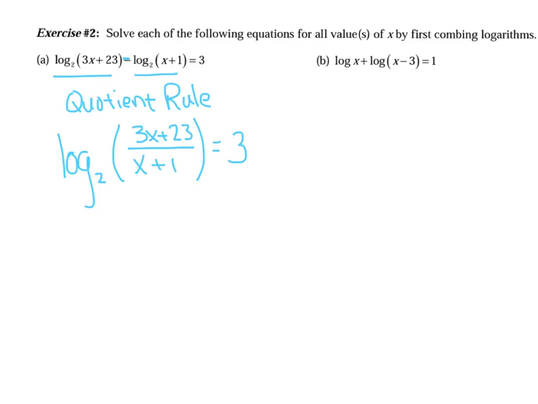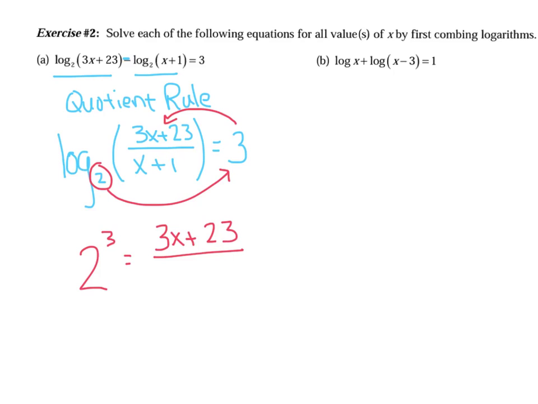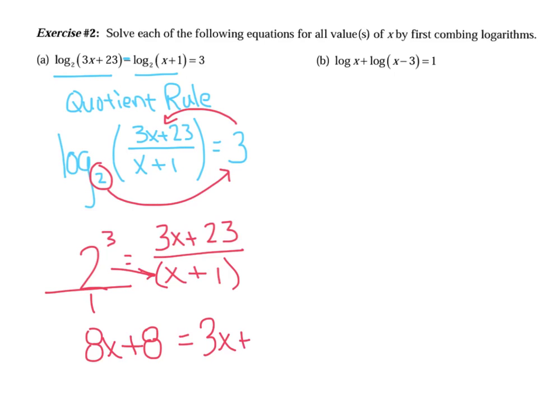Now that we've combined them, it's basically just like the first three examples where we're going to go around the world. We're going to convert this to exponential. We're going to say 2 raised to the third power equals the very ugly quantity 3x plus 23 divided by x plus 1. Now, of course, 2 to the third is really an 8, so let's just go ahead. We're going to cross multiply and make sure we distribute the 8 all the way through the quantity x plus 1 right here. So we get 8x plus 8 equals 3x plus 23.